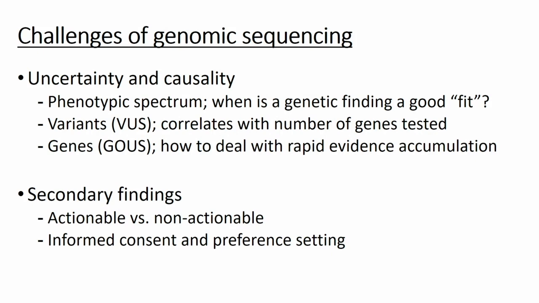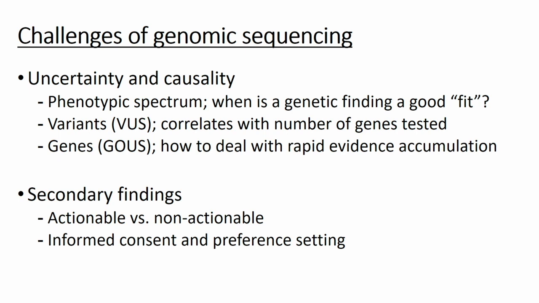So some of the challenges of genomic sequencing in the clinical perspective, I broke them down into two things, one being uncertainty and causality. Our job here with genomic sequencing is to assign causality to a specific genomic variant. And part of that is understanding for a given patient, when is that genetic finding a good fit for their phenotype? This requires us to understand the phenotypic spectrum as we understand it from the literature or from other known patients. It also requires us to think about the variant and whether that variant is pathogenic or uncertain.